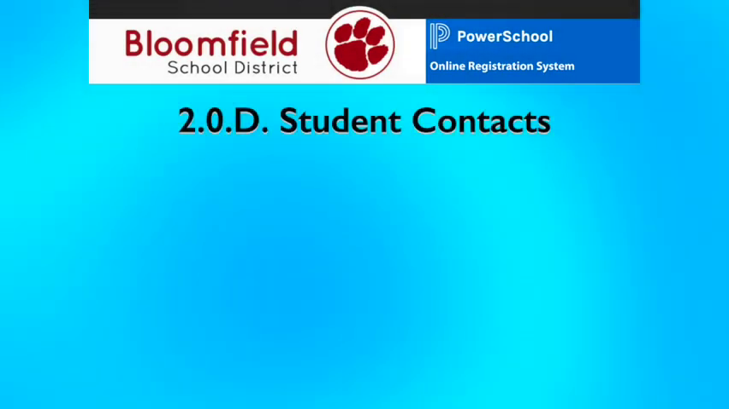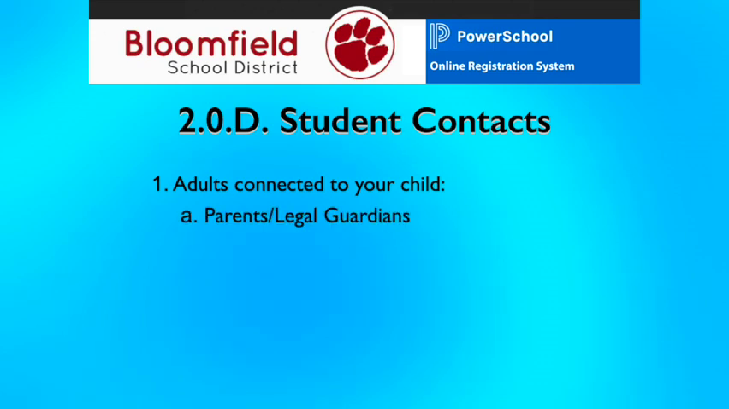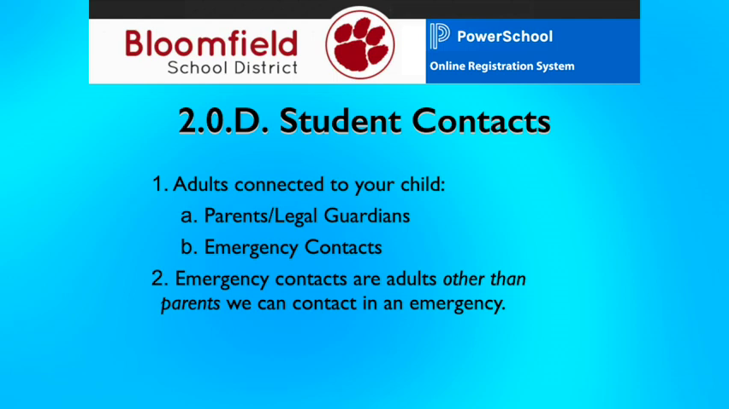Form 2.0D, Student Contacts. Student contacts are adults associated with your child, including parents, legal guardians, and emergency contacts. Note that a parent or legal guardian who lives with a child is not considered an emergency contact. Emergency contacts are only called when we cannot locate parents in an emergency. Parents are always contacted first in an emergency.